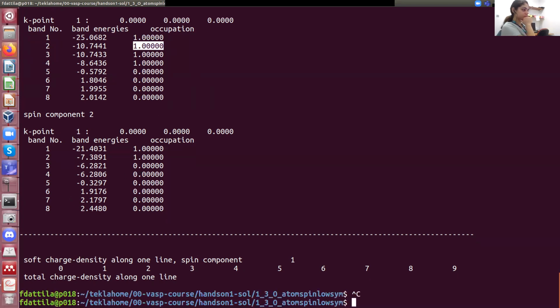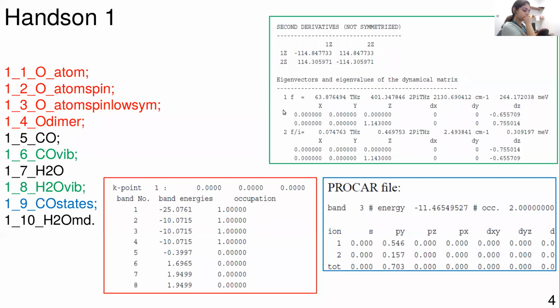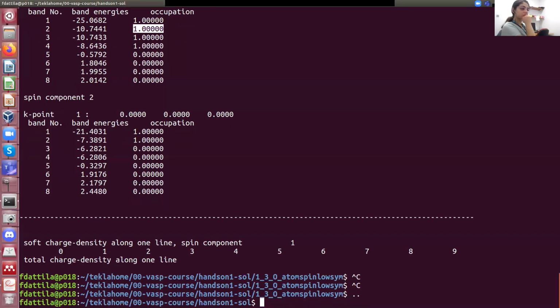So now I'm done, and let's see what else I wanted to point out. I think, given the time, I don't want to take too much time with that. Now it's the vibration. The vibration is nice. The vibration is exactly what I wanted to point out yesterday.